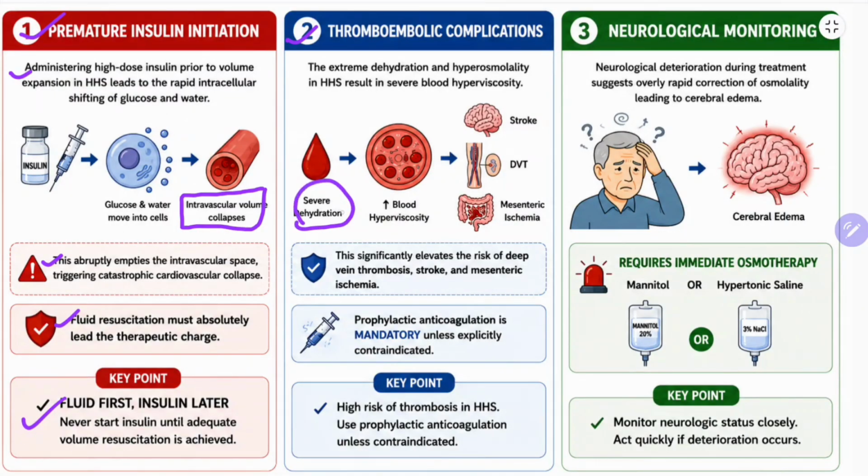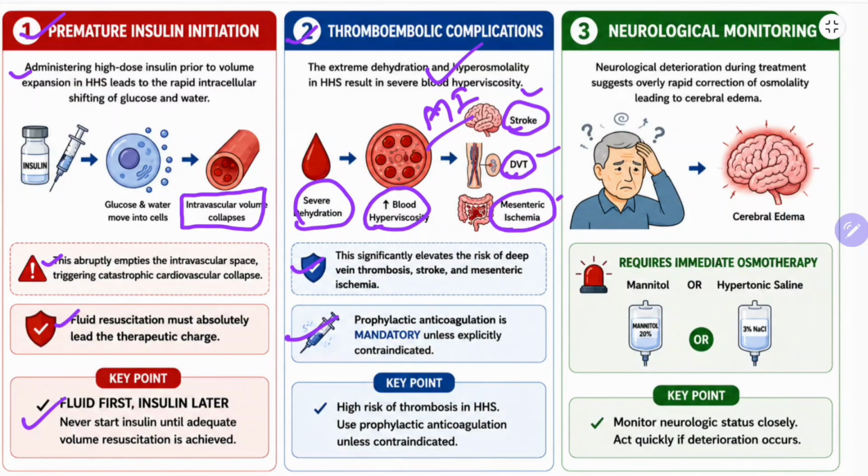So severe dehydration will lead to an increase in blood viscosity that can lead to stroke, deep venous thrombosis, mesenteric ischemia, even MI also. Okay, brain stroke, MI, deep venous thrombosis, mesenteric ischemia. This should be kept in mind. This significantly elevates the risk of DVT, stroke and mesenteric ischemia.